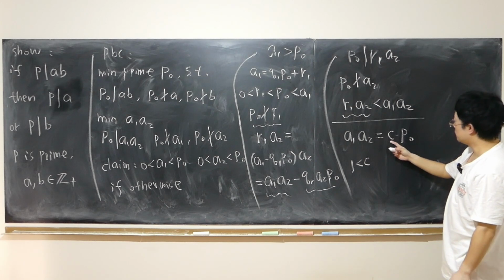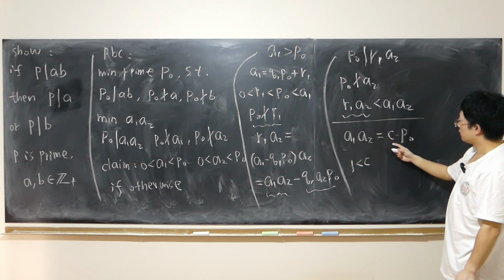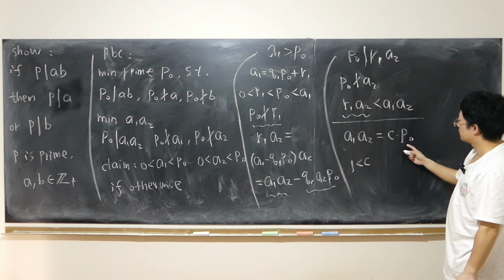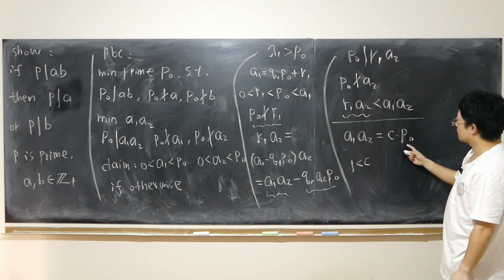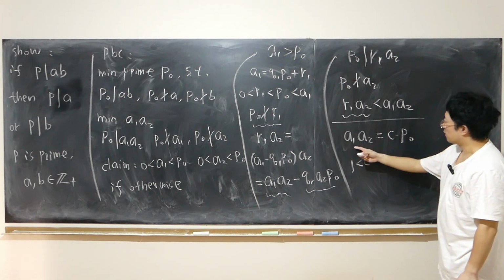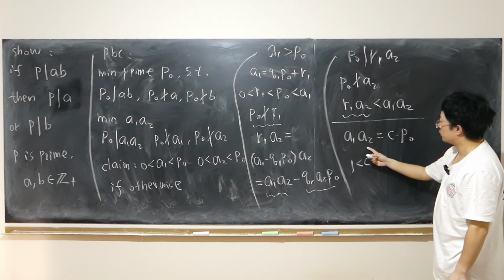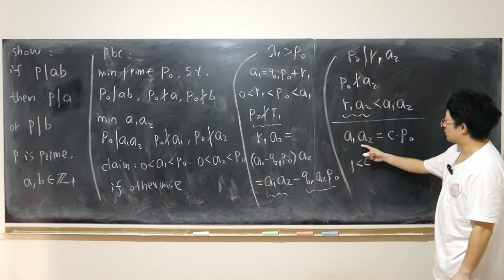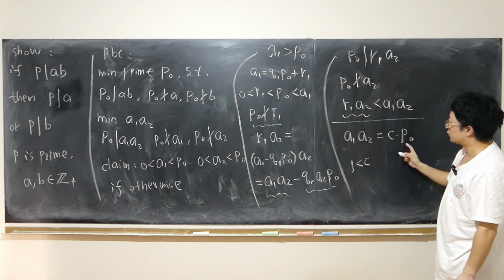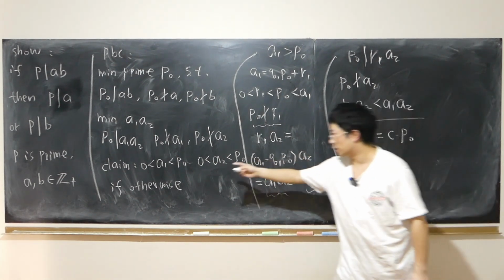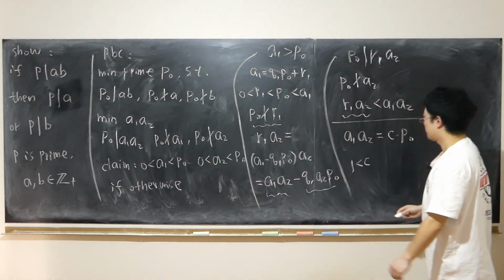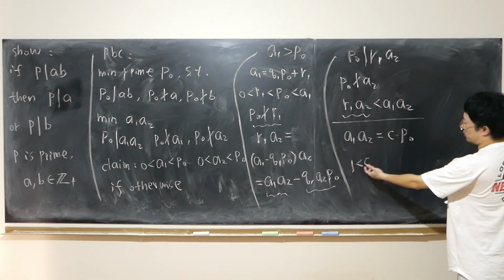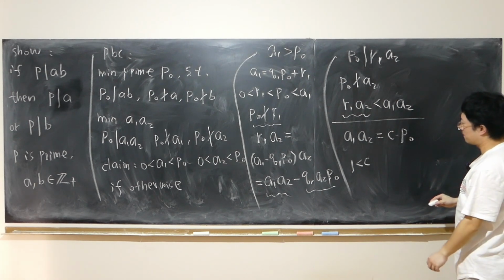Because if C was equal to 1, what's going to happen? A1 times A2 equals P naught. But P naught is a prime. So meaning A1 and A2 cannot both be prime. At least one of them has to be exactly equal to P naught in this case, which is a contradiction. So C has to be strictly bigger than 1.